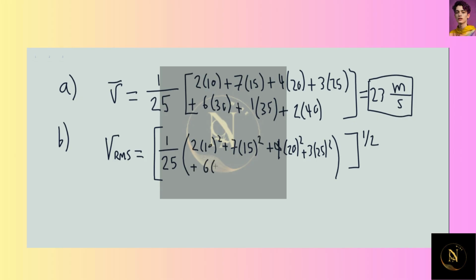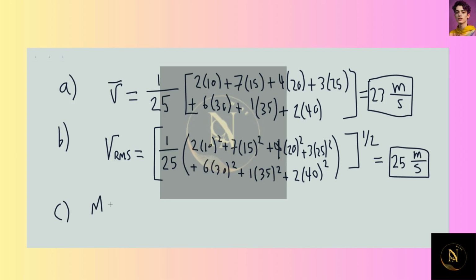6 times 30 squared. And you get the idea, but I'll do it for clarity. 1 times 35 squared and 2 times 40 squared. We're just multiplying the number of occurrences by the square of the value for that occurrence. So if we compute this, we will end up with a result of 25 meters per second, about. And that's the root mean square velocity for this collection of particles.